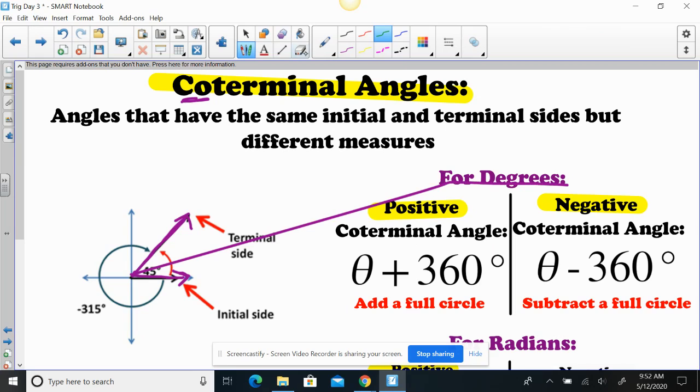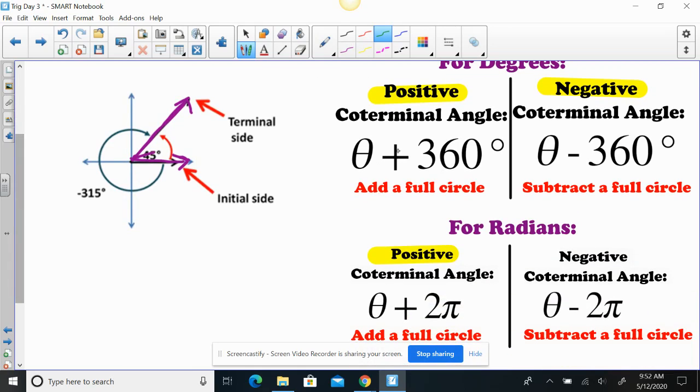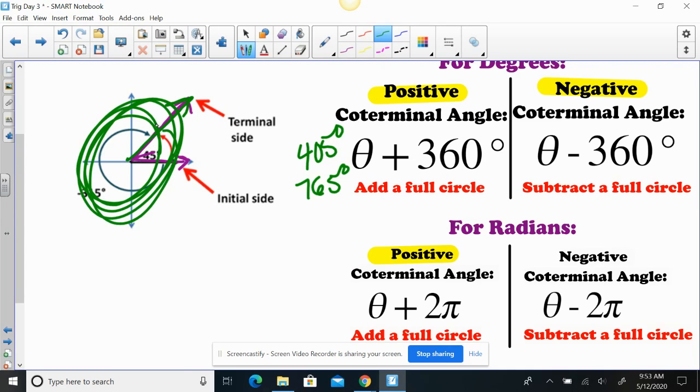So if I want the same terminal side and I'm thinking degrees, it's really easy. All I need to do, oops, sorry about that line, is go ahead and add 360 degrees. Why 360 degrees? Because that's a full circle. So if I want a positive coterminal to 45, I'm just going to do 45 plus 360, and I would get 405. I could literally keep adding 360 for eternity because there are unlimited coterminal angles. I can keep going around and around, right?